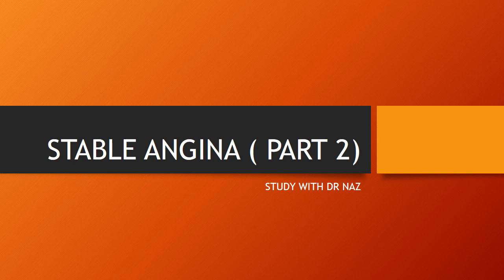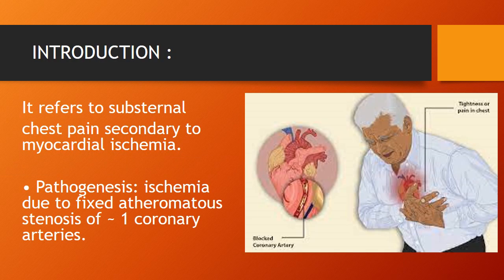So let's start with stable angina. It refers to the substernal or retrosternal chest pain secondary to myocardial ischemia, which is aggravated by exertion and emotional stress and relieved by rest and nitrates.